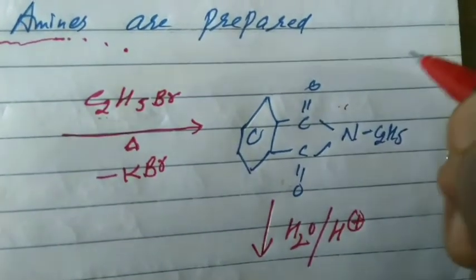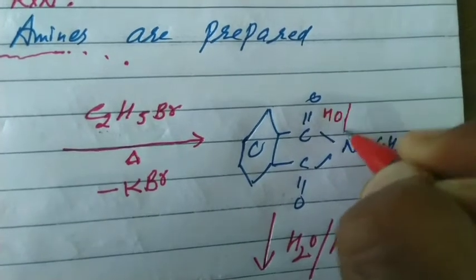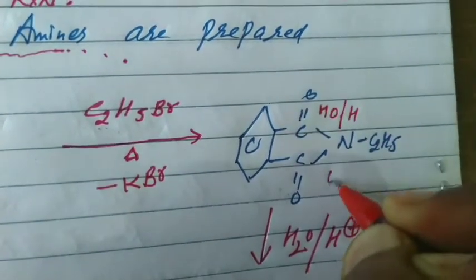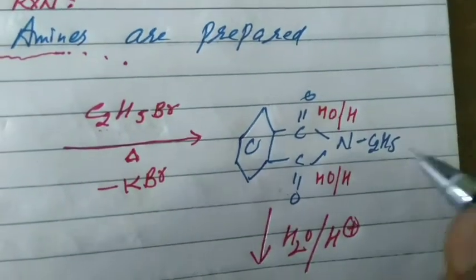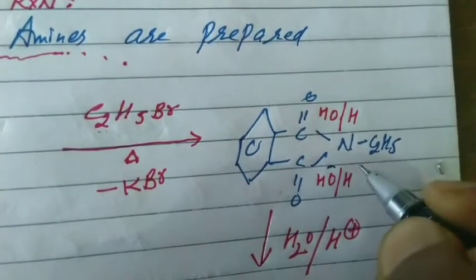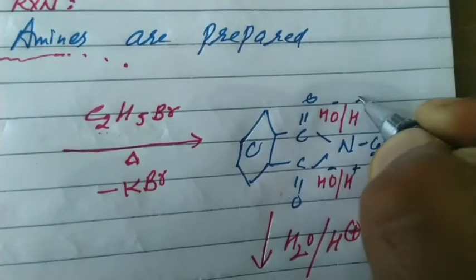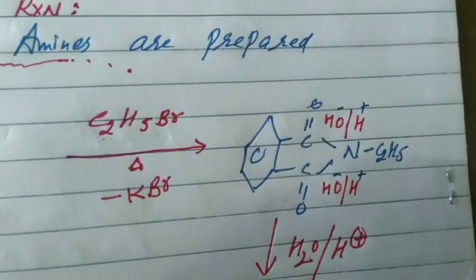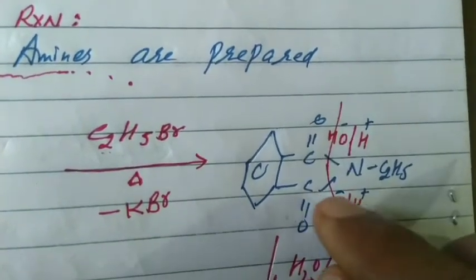You know water contains H and OH. Water contains OH ions and hydrogen ions, OH and H. Please try to understand. Complete hydrolysis, students. This will happen. Now it is clear.